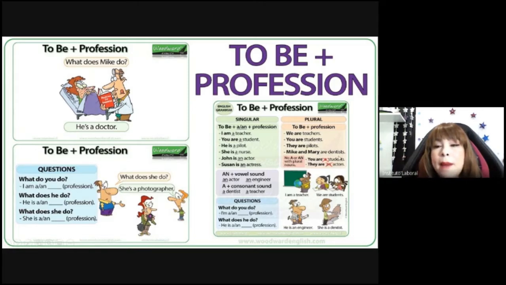Two. That means plural. Remember, you have to include the S at the end of the profession because that indicates plural, more than two. Here we have some examples. I am a teacher. We are students. A for singular, S for plural. He is an engineer. She is a dentist.